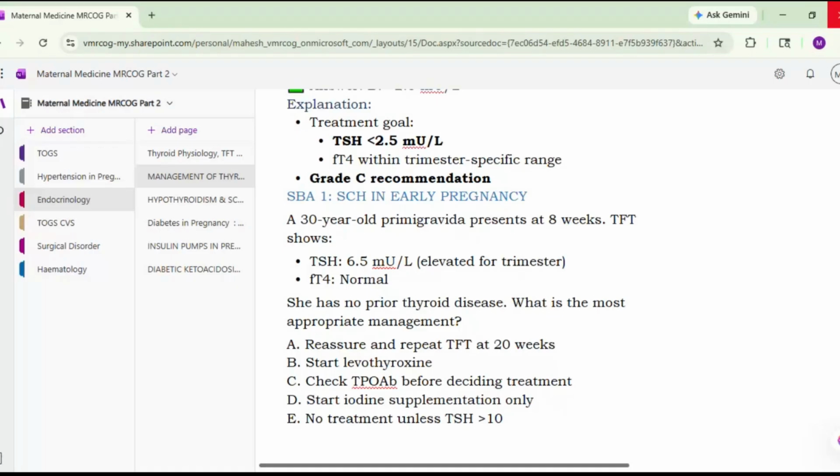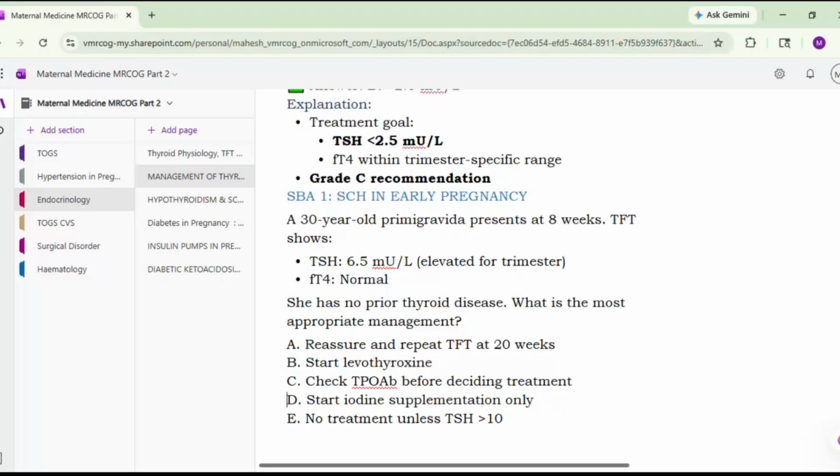before deciding. What is her thyroid status? Her thyroid status is non-severe subclinical hypothyroidism. No prior thyroid disease. Okay, then primigravida, TFT shows TSH of 6.5, FT4 is normal. Okay, elevated for this particular range. What is the most appropriate management here? Actually no treatment is required, sir, but why? Because she's a non-severe subclinical. First and foremost thing is, why is the TFT done for this lady? Do we do the screening for all? No, she must be having some high risk.